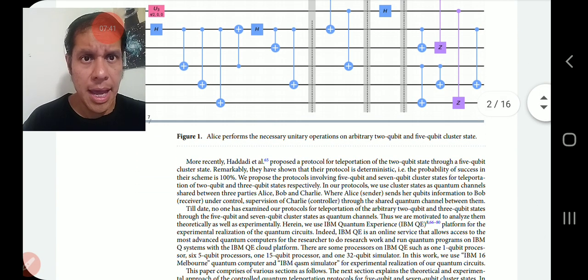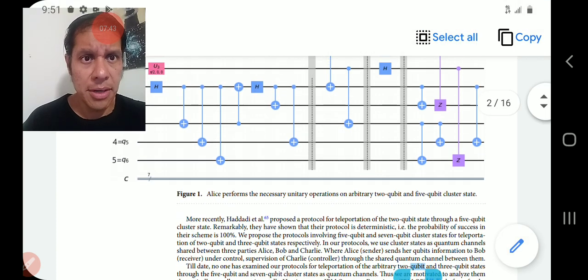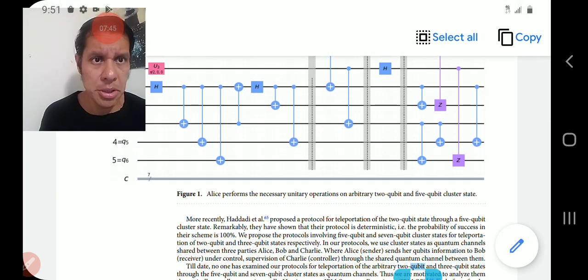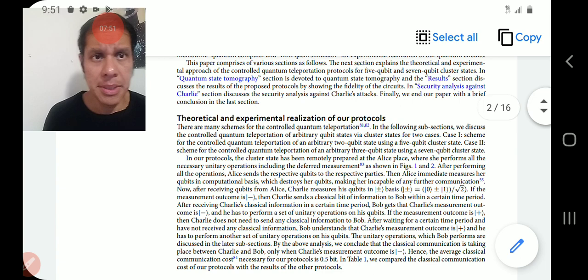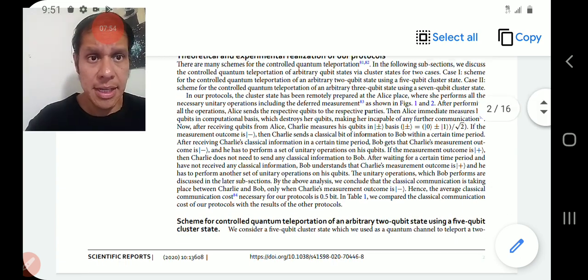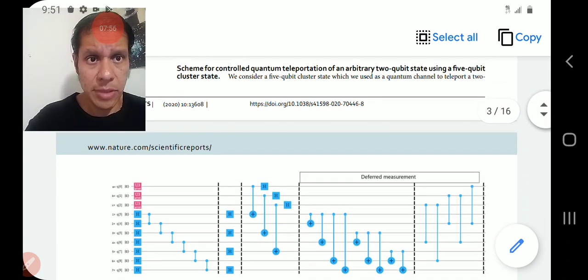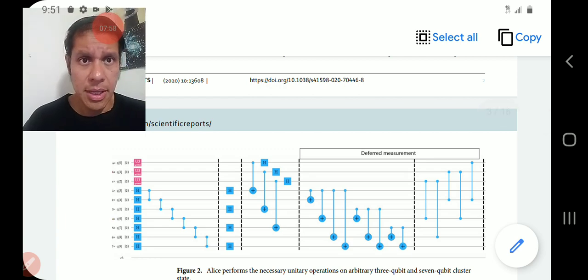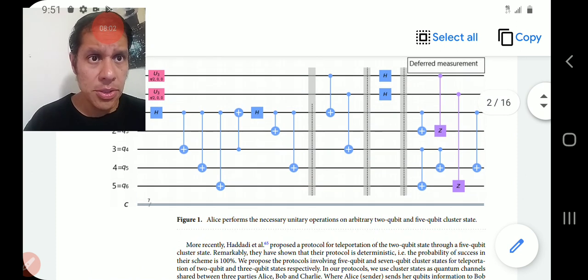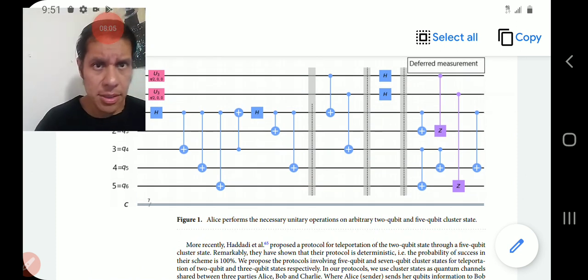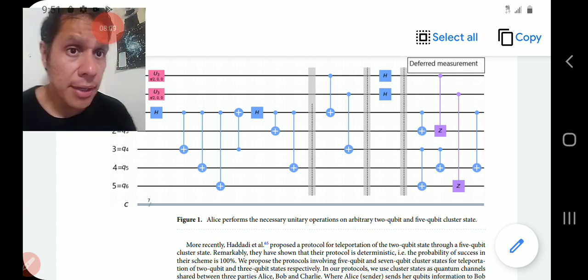So, let's look at: Alice performs the necessary unitary operations on arbitrary 2-qubit and 5-qubit cluster states. Okay, let's not give more than that. Theoretical, experimental realization. So they actually did this experiment. They ran it. This is what I wanted to see right here. I was looking for the measurement gates. I suppose they did it somewhere around here on the right side.